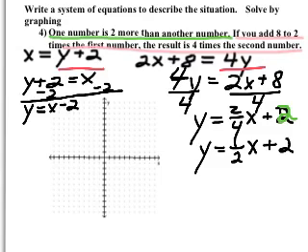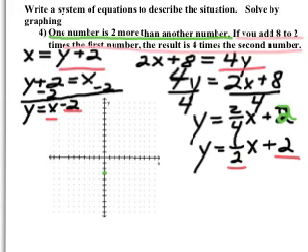Now I've got my intercepts, right? One's a negative 2, one's a positive 2, and then I've got my slopes. This one has a slope of 1, or 1 over 1, and this one has a slope of 1/2. So I'm going to plot those. Okay, negative 2. See if I can get this right.